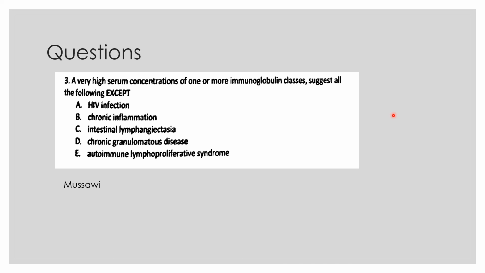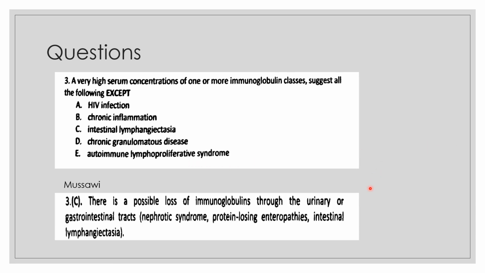Next, a very high serum concentration of one or more immunoglobulin classes suggests all the following except: HIV, chronic inflammation, intestinal lymphangiectasia, chronic granulomatous disease, autoimmune lymphoproliferative syndrome. So the answer is C. There is a possible loss of immunoglobulin through the urinary or gastrointestinal tract.